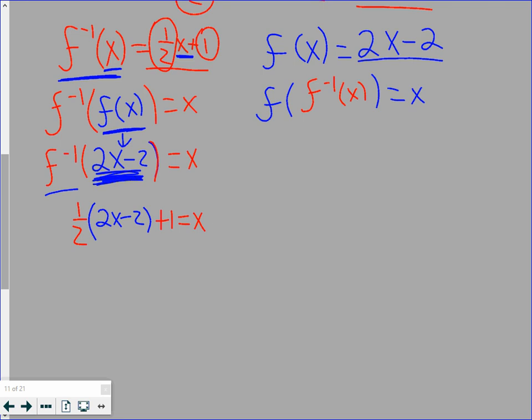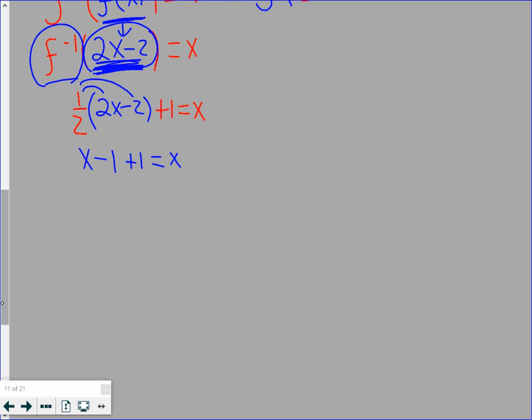So I took this inverse function, the f on the outside, and I replaced the x in it with what's inside the parentheses right here. All right? So now that I set this up, all I need to do is solve it out. I'm going to distribute that 1/2 to 2x and minus 2. So 1/2 times 2x is a positive x. 1/2 times negative 2 is negative 1. All that plus 1. And I'm hoping that equals x. And it does. Negative 1 plus 1 is 0. So I'm left with x equals x. And I'm good to go.